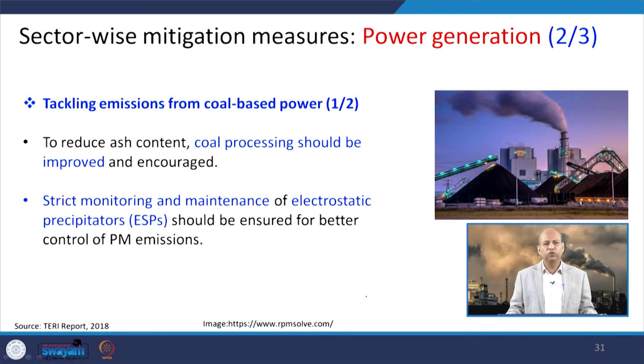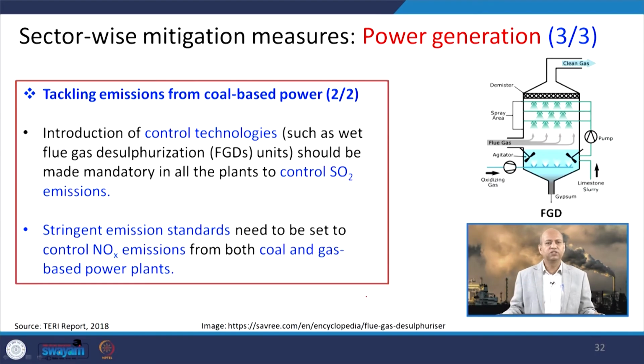Then tackling emissions from coal based power plants. We can go for better coal quality or processing of the coal, so that ash content can be removed. There are already technologies which are in use in our country. Then strict monitoring of maintenance of the electrostatic precipitators, ESPs, which we use, is also necessary, so that they are working. Otherwise, sometimes if it is not working, then the whole pollution goes out without being controlled by the ESP. If we talk about coal based power plants, there are other ways also, like wet flue gas desulfurization, FGD, units. Okay. So those things we have already seen in the scrubber mechanism, which we discussed about controlling air pollutants from different sources.